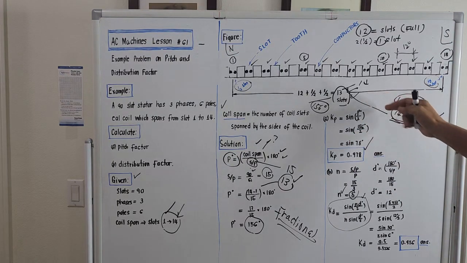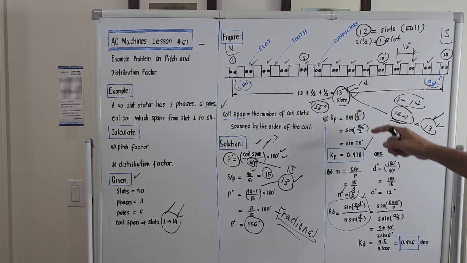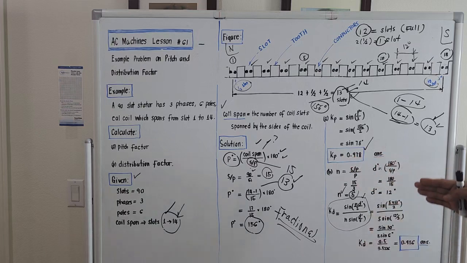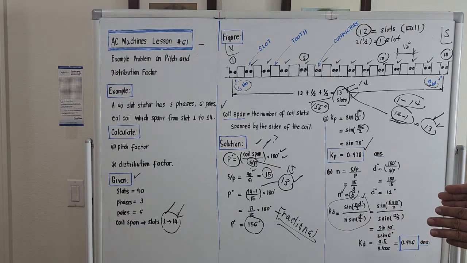Unlike on the pitch factor, if you made a mistake on the P degree, your pitch factor will be wrong. But it's not so much because your error is only 1 degree or 2 degrees. It's not noticeable. But if we try to follow the concept, it's wrong, right?